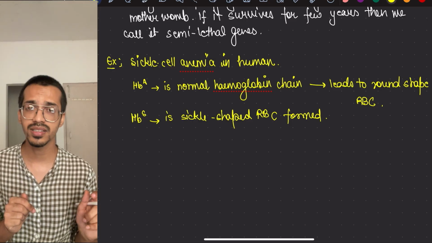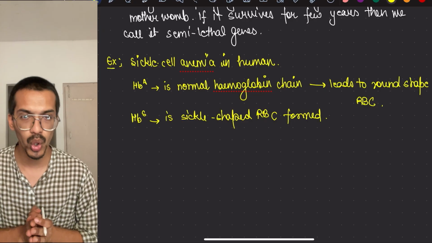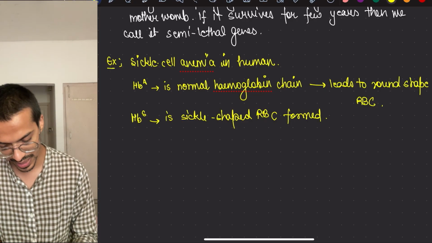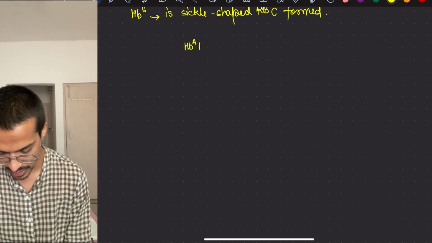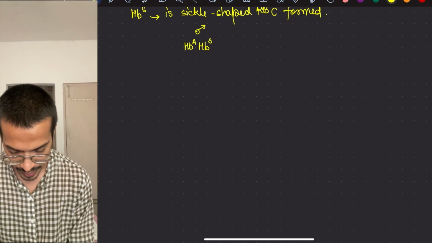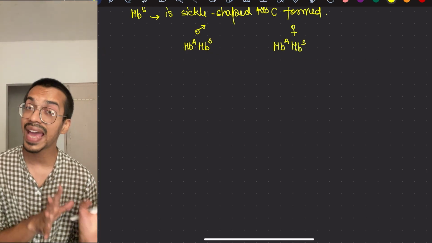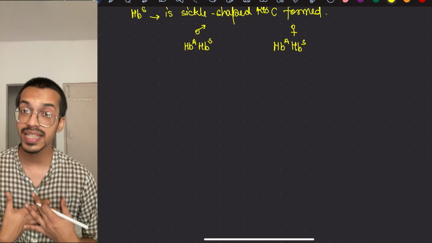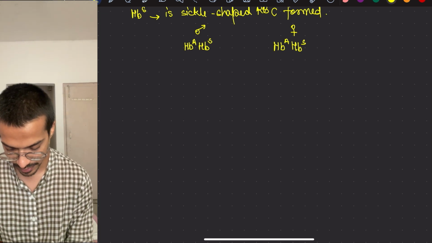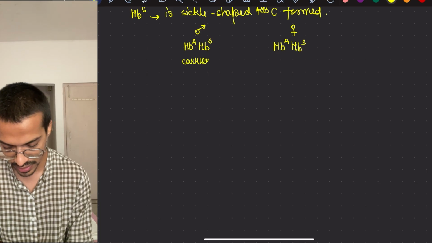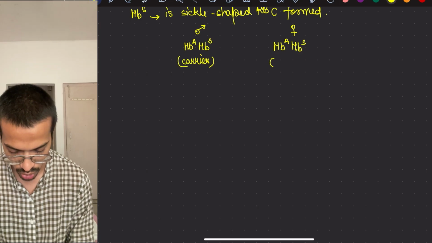When the problem arises, let's see. If my wife also has the same hemoglobin chain formation, let's see what is happening. Imagine one person, the male, has this, and the female also has this condition. This condition is called carrier, because we carry the allele which causes the disease. So this is a carrier, and this is also a carrier.